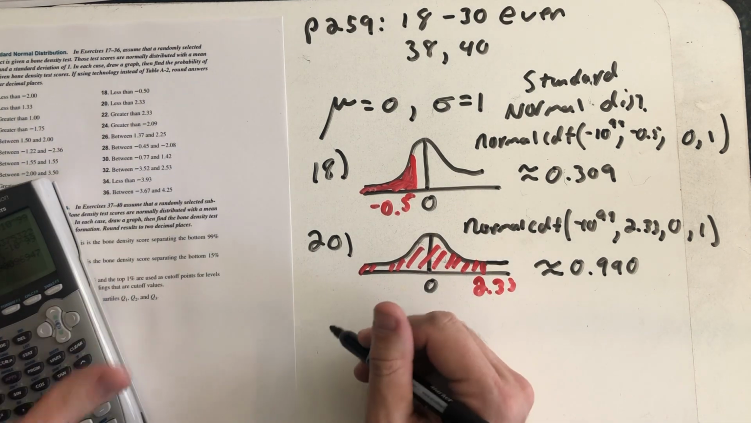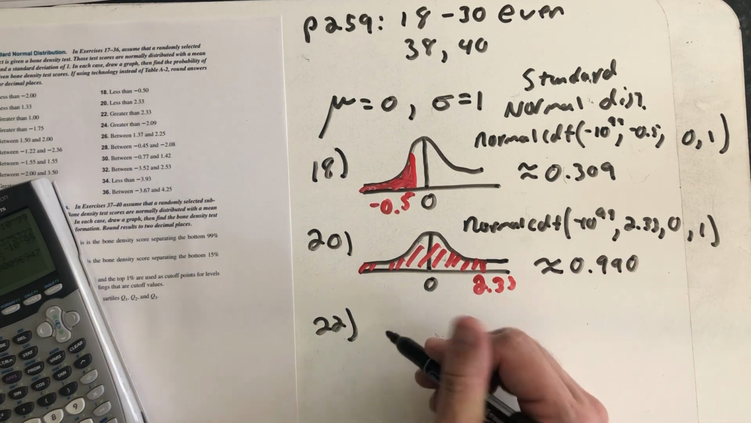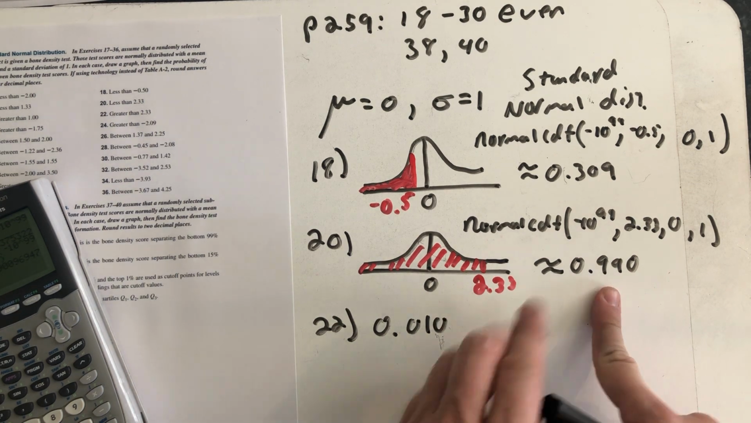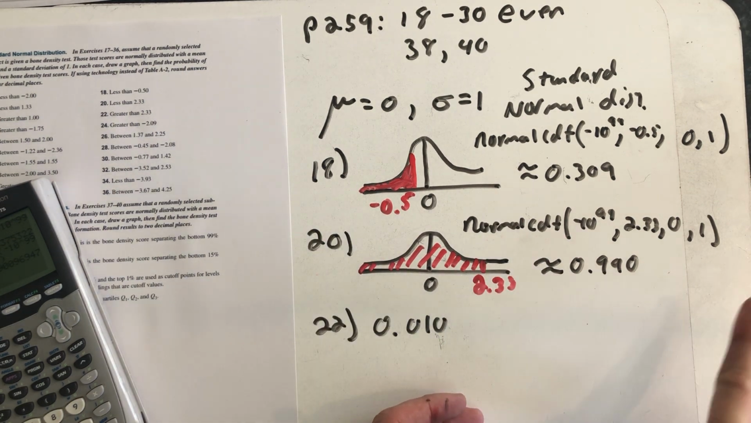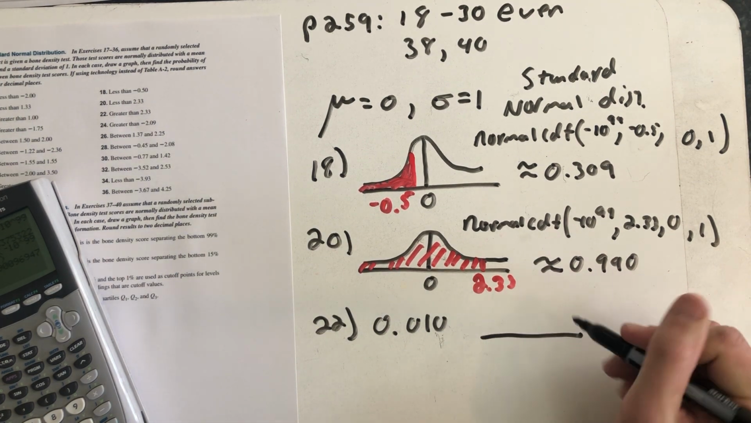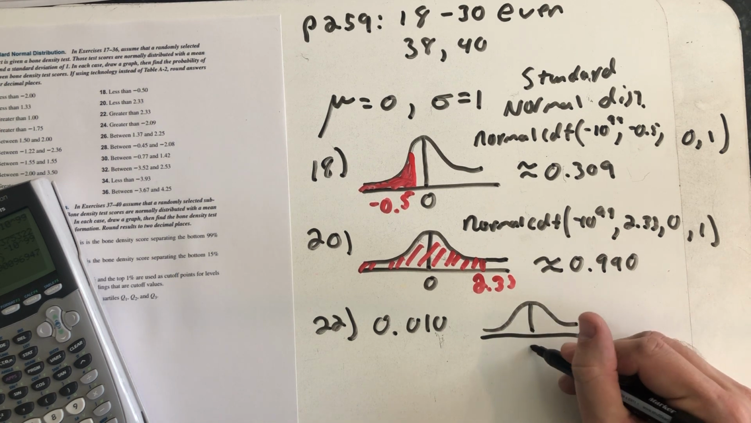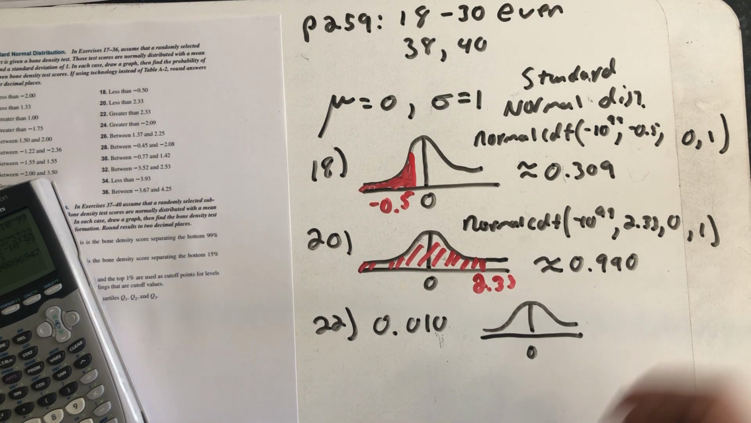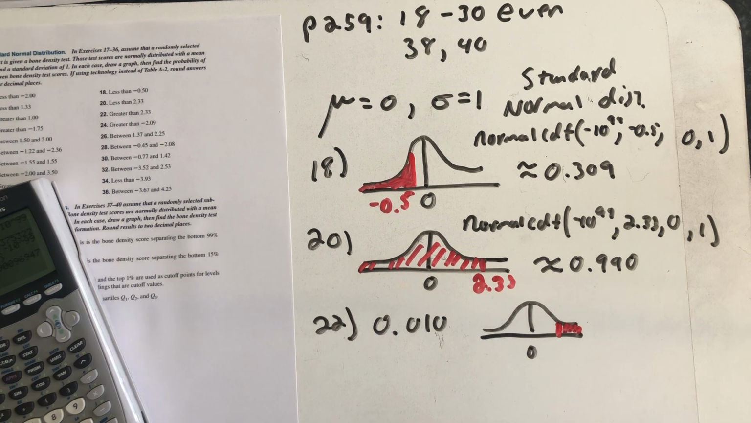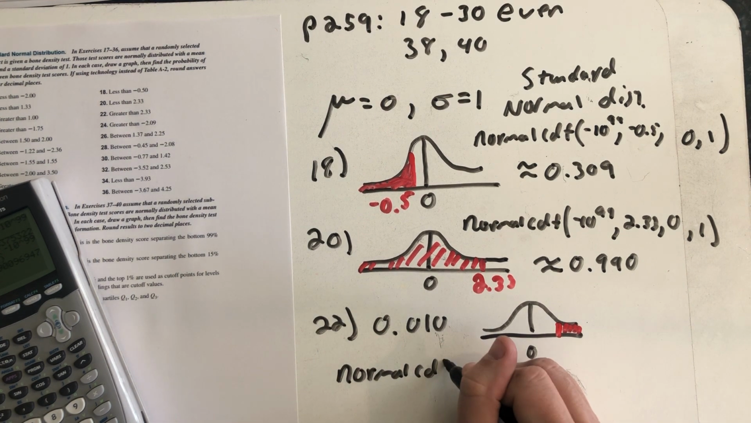22. Greater than 2.33. Well, I think I could just go on and answer that by writing 0.010. That's below 2.33. The rest of the area, right, 1 minus this is to the right. But if I was just following the instructions, I draw a little diagram. Right now I'm thinking greater than 2.33. So let's just go on and use Normalcdf to make sure everything's working out just fine.